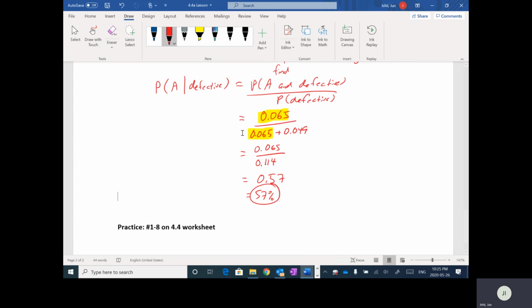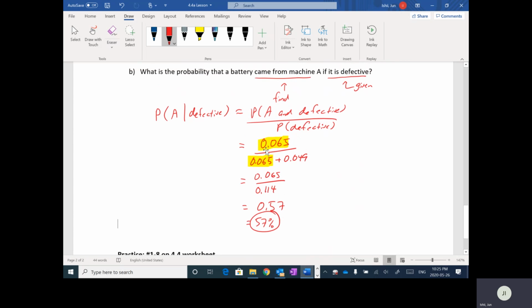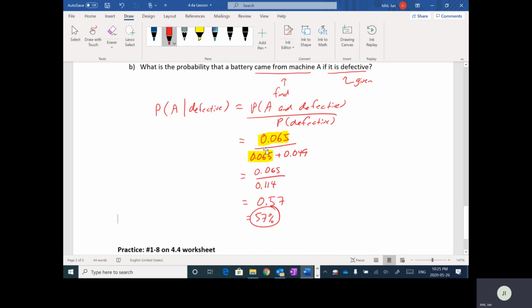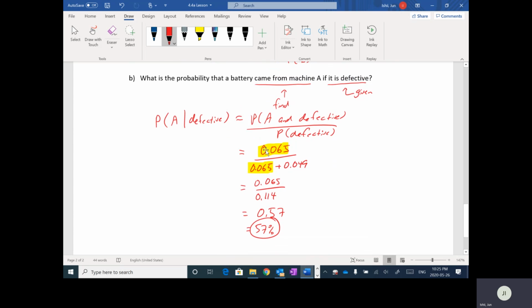Cool. So yeah. I'm not gonna lie to you guys. This is one of the trickier concepts when it comes to probabilities, or this course in general. Okay. So don't feel too discouraged if you're a bit confused right now.